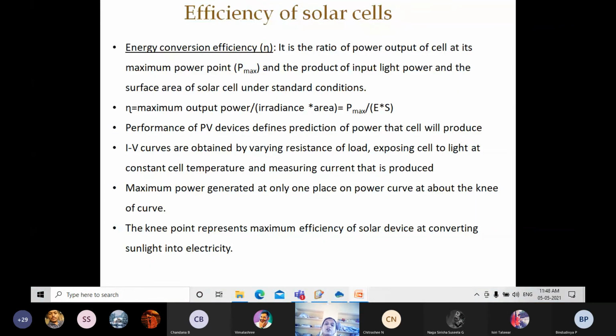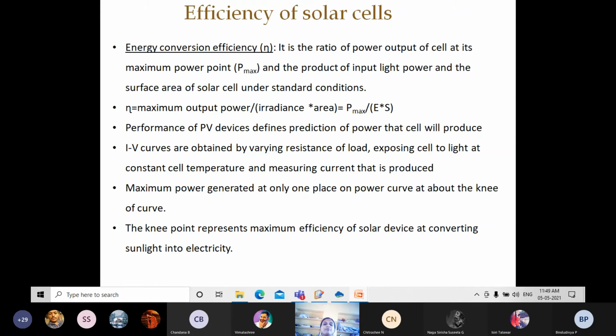Next is the efficiency of a solar cell. Energy conversion efficiency is the ratio of the power output of a cell at its maximum power point to the product of the input light power and the surface area of the solar cell under standard conditions. In terms of an equation, efficiency is equal to maximum output power divided by irradiance into area, that is P max divided by E into S. That is the energy conversion efficiency.